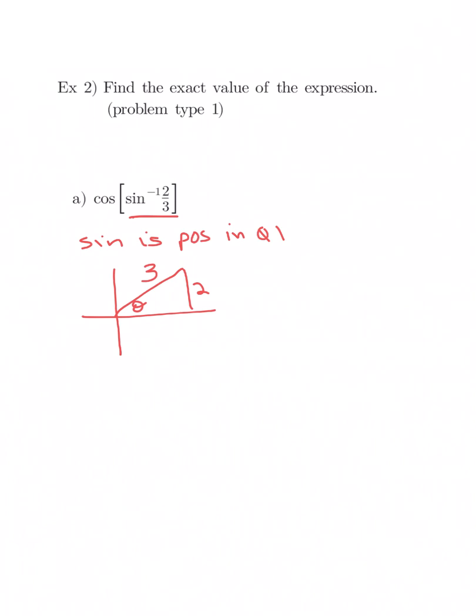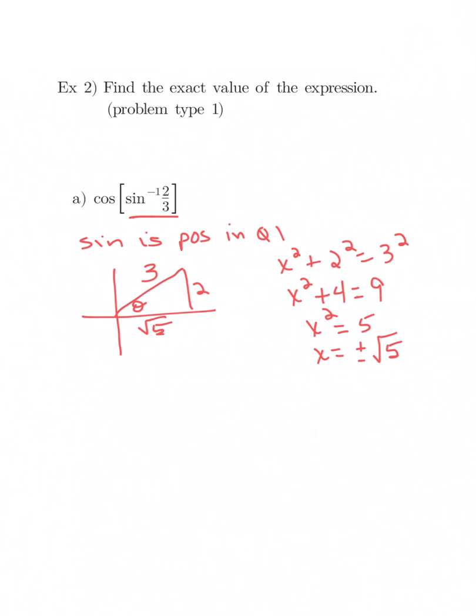Now we have to use the Pythagorean theorem to find the x value. So x squared plus 2 squared equals 3 squared. X squared plus 4 equals 9. X squared equals 5. So x has to be either positive or negative square root of 5. Since we are in the first quadrant, it has to be positive square root of 5.